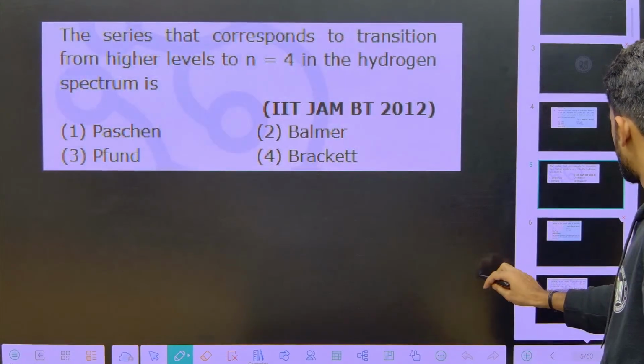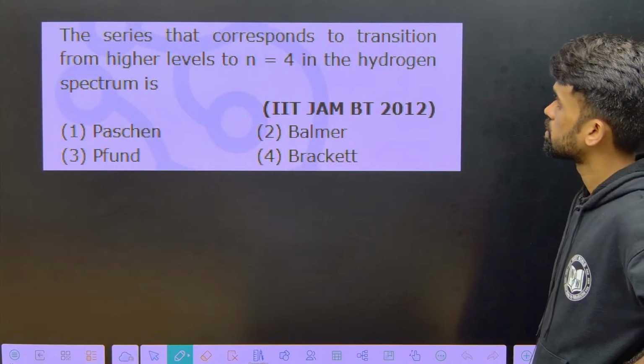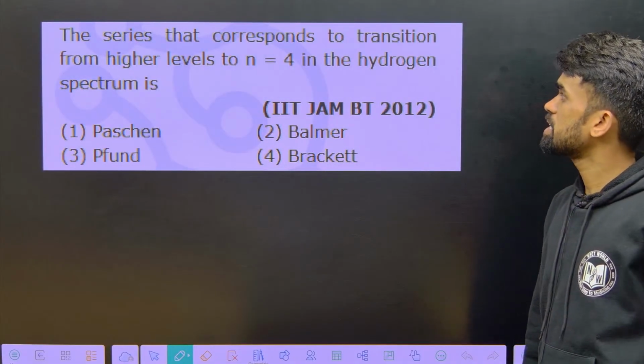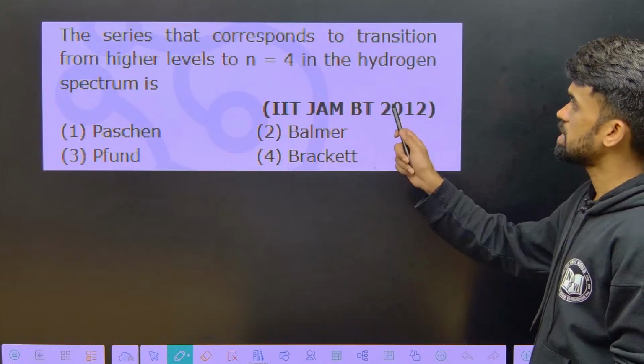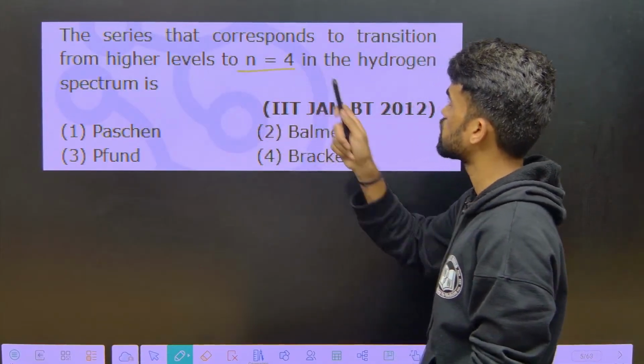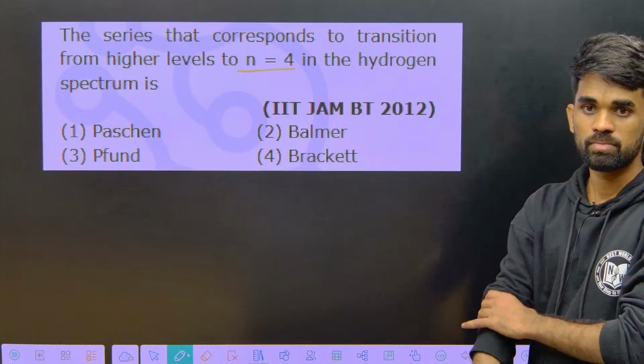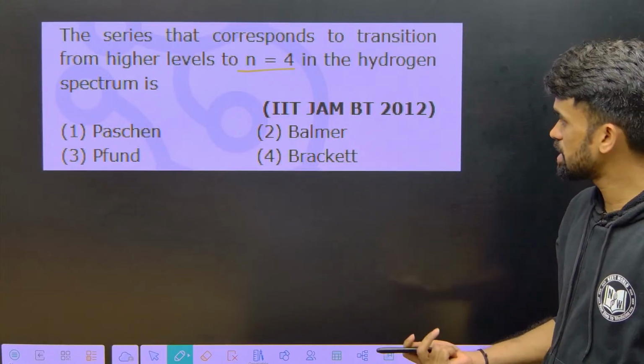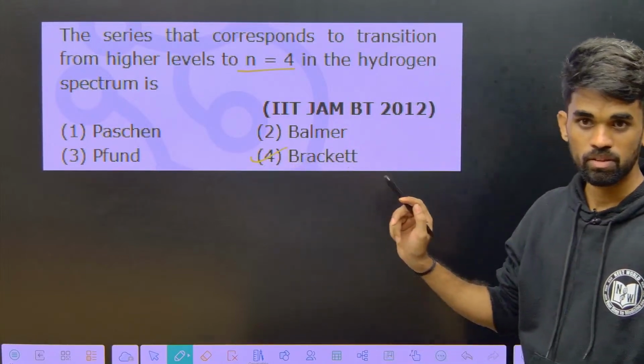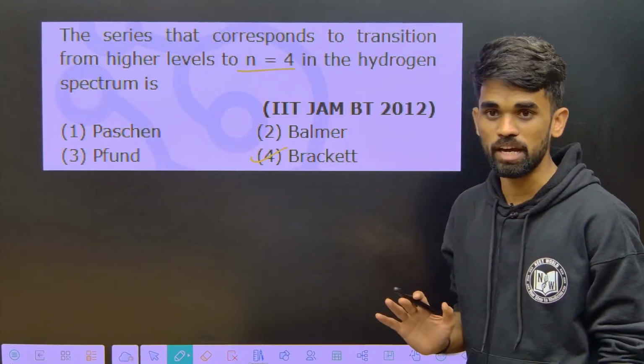Look at this. The series that corresponds to transition from higher energy level to n equals 4 in the hydrogen spectrum. Very easy now. Fourth option. So you won't even waste your time on this.